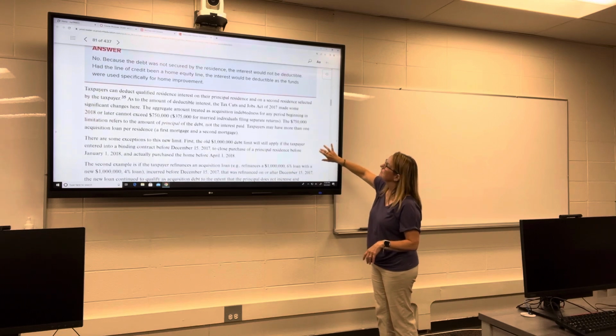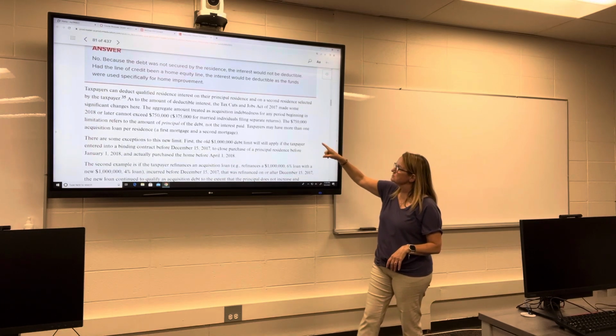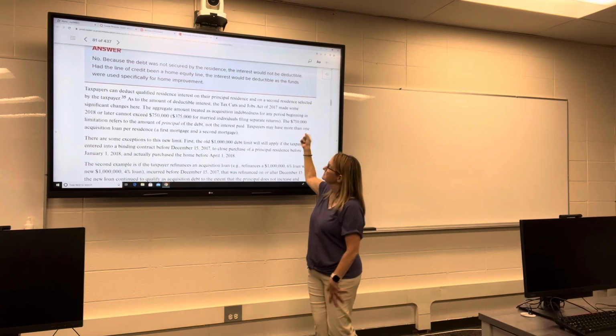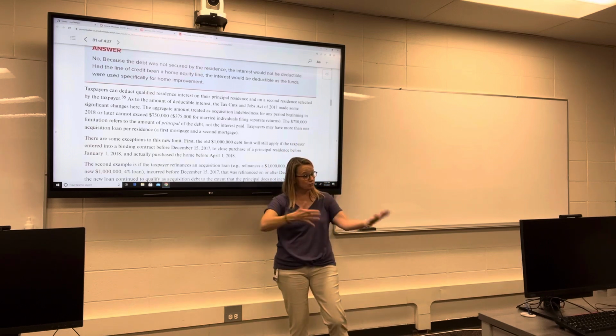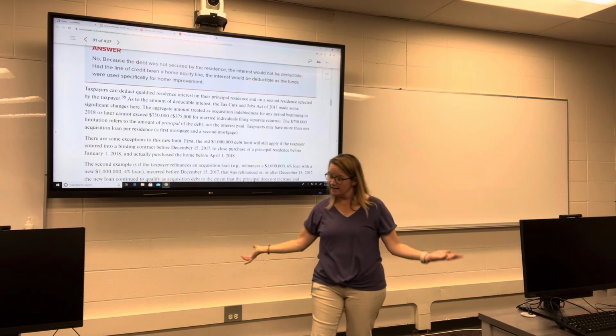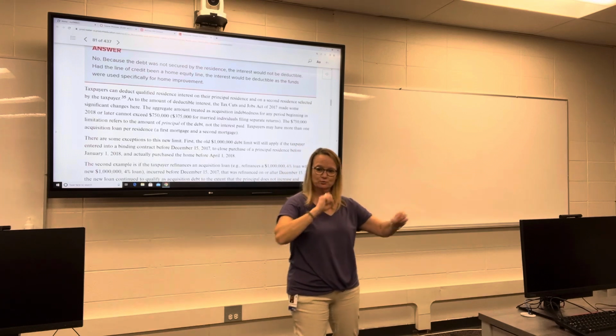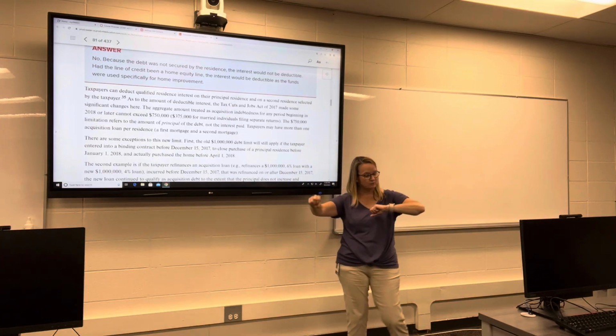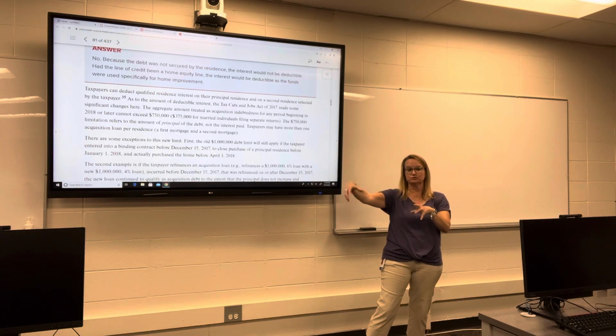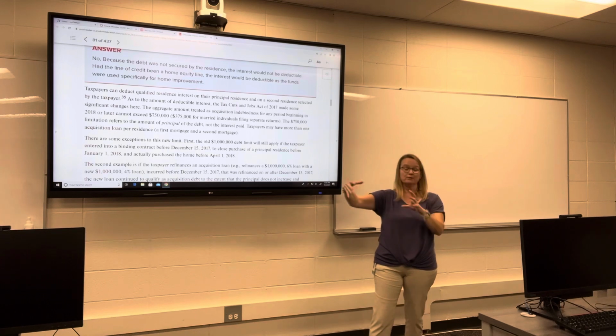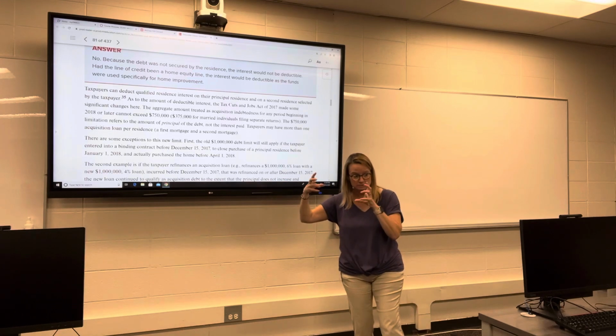Okay, so you can deduct that interest on your principal residence and on a second residence. You can choose which second residence. So if you do have 7 houses, you can pick and choose which ones. Well, your primary residence you don't get to pick and choose. That's the one that's your primary place of abode. That's where you consider your home.